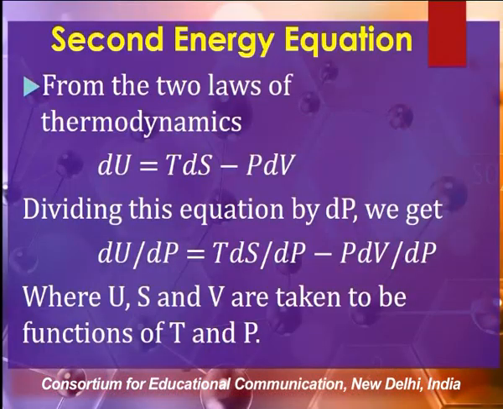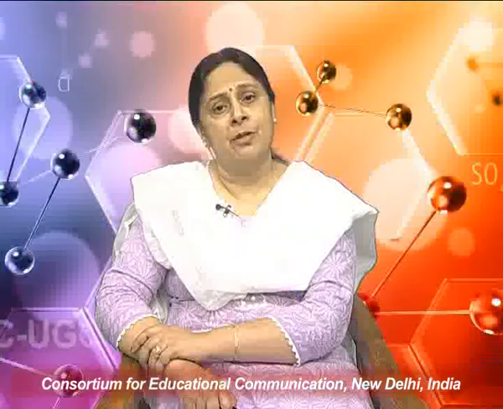From the combined two laws of thermodynamics, we have dU is equal to TdS minus PdV. Let me divide this equation by dP. I would then get dU by dP is equal to TdS by dP minus P dV by dP, where U, S and V are taken to be functions of T and P, and mind you, temperature and pressure are independent variables.